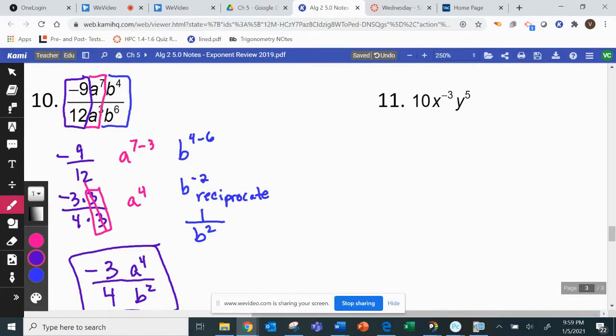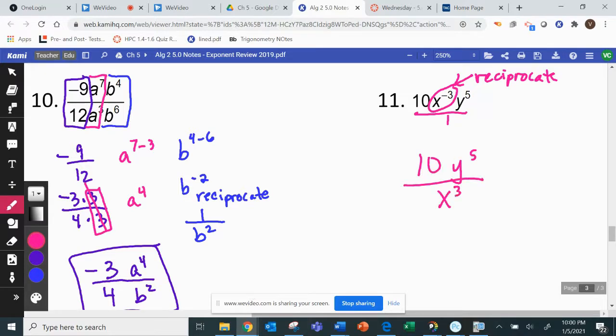Okay, and on number 11, almost done. Number 11, let's see, that's a negative exponent, so I'm going to reciprocate. But that's the only thing I reciprocate. So currently this is over 1. So I will have 10 and y to the fifth on the top. X goes to the bottom and becomes positive 3. And that's it.